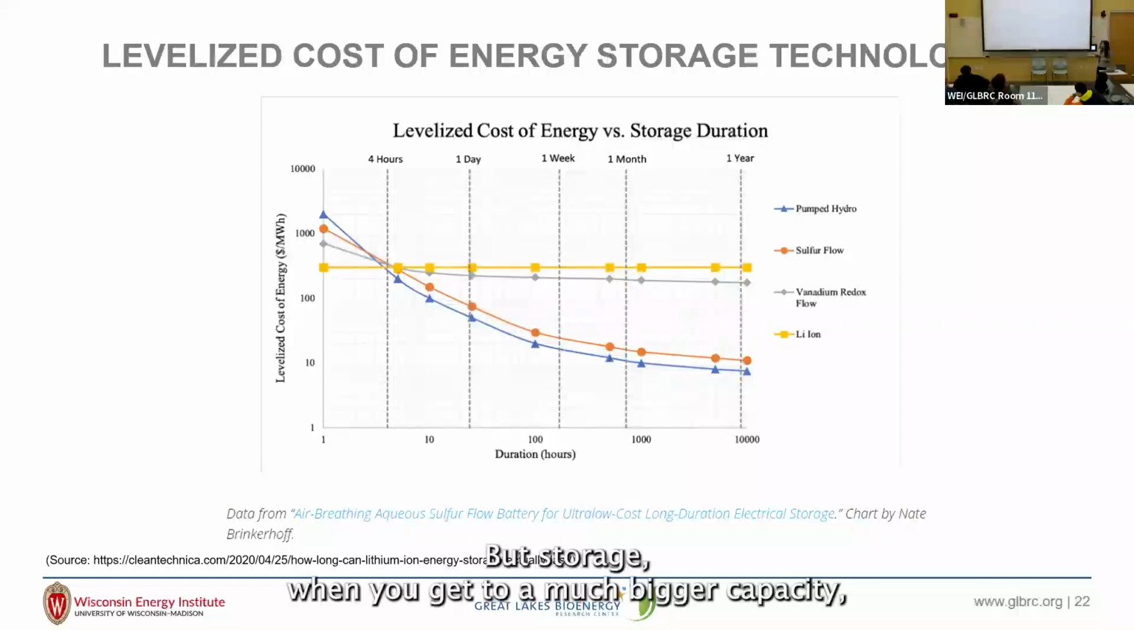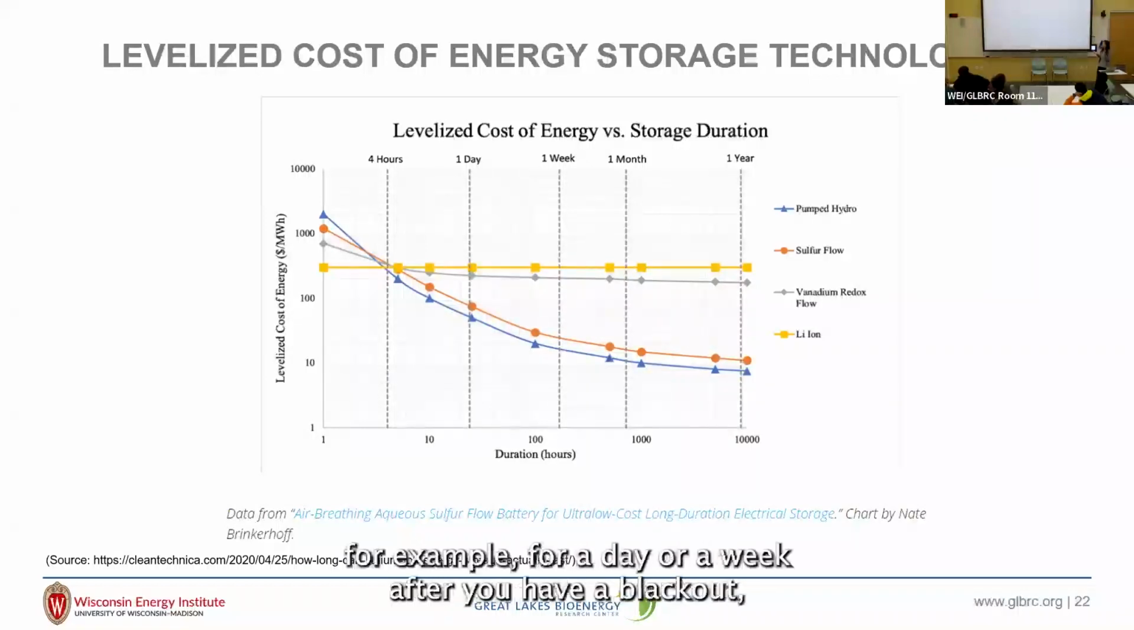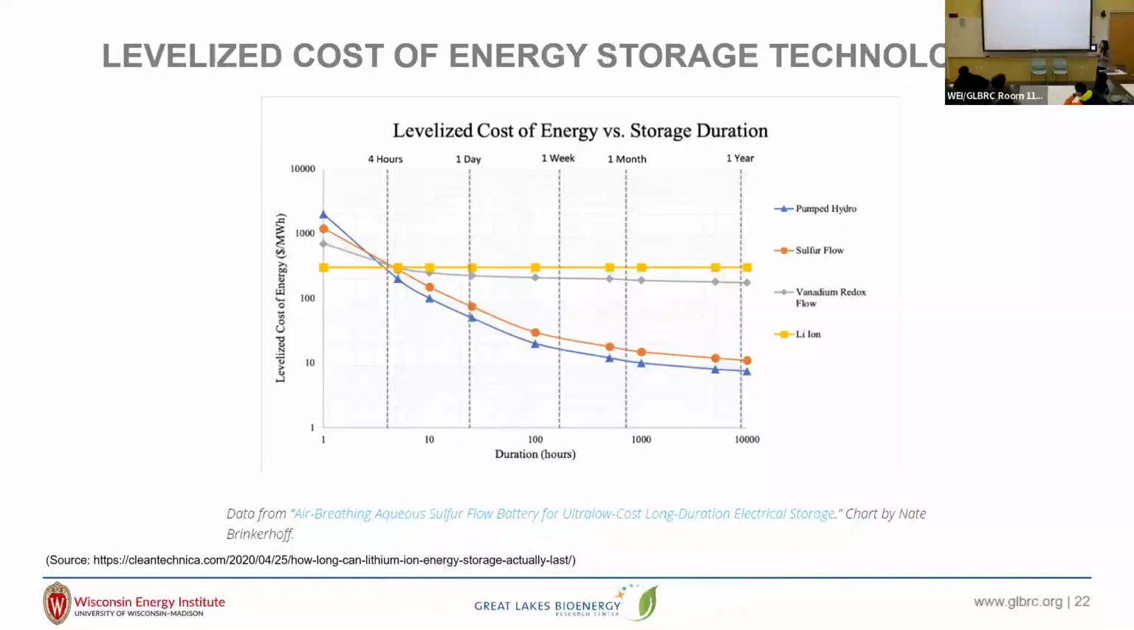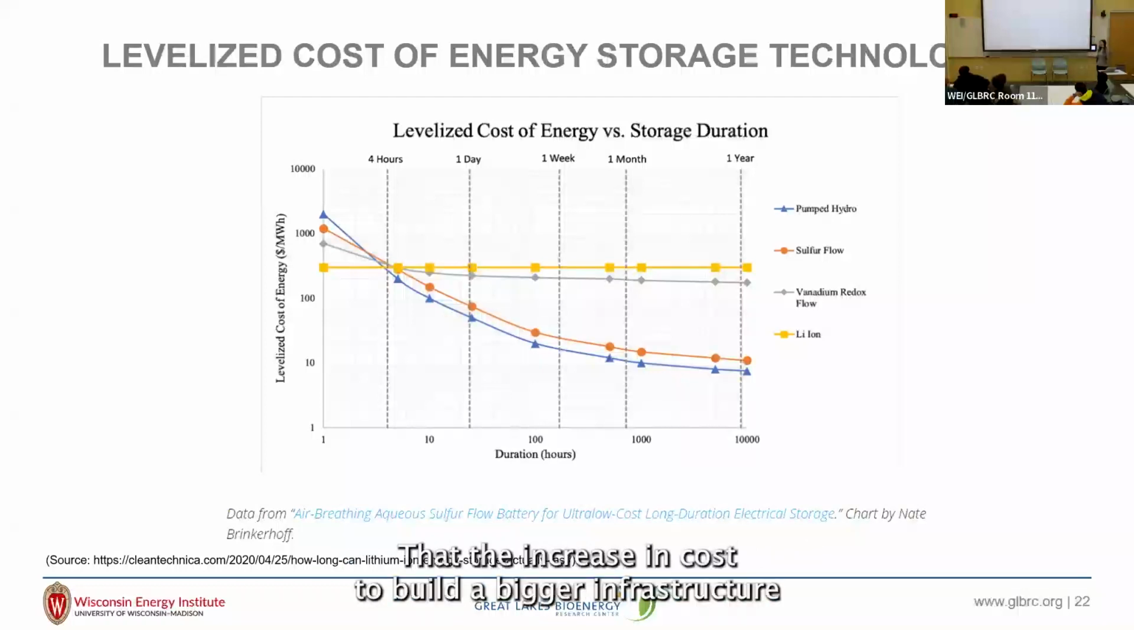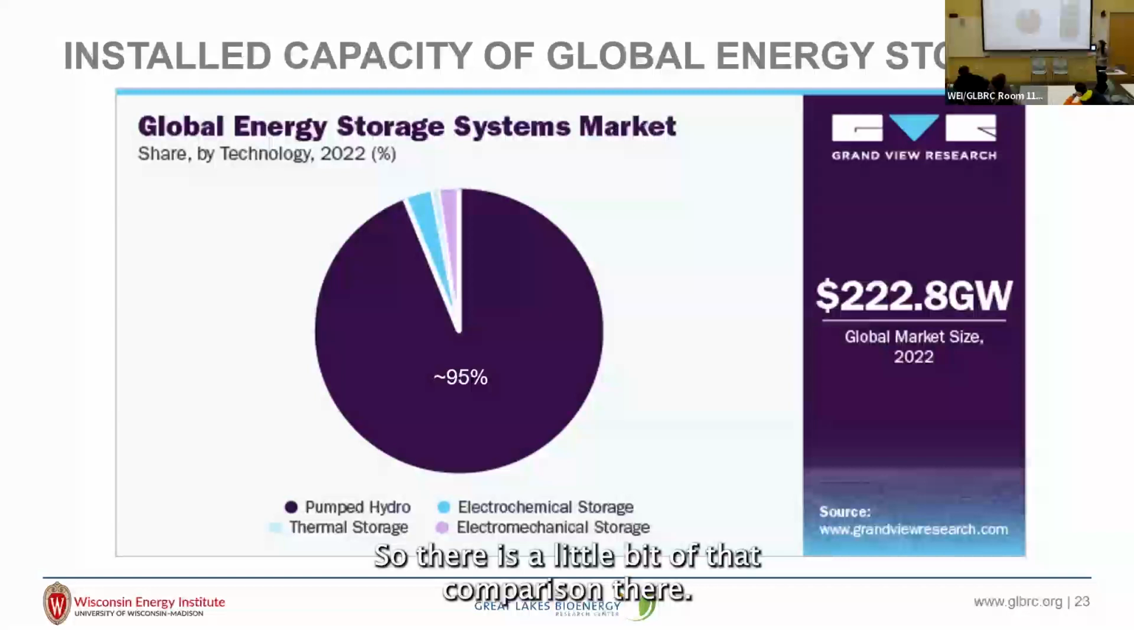But for pump storage, when you get to a much bigger capacity, when you need to generate energy, for example, for a day or a week after a blackout, the cost per unit is much lower because the infrastructure is already there. The increase in cost to build a bigger infrastructure compared to a smaller infrastructure is not as big. So there's a little bit of that comparison there.